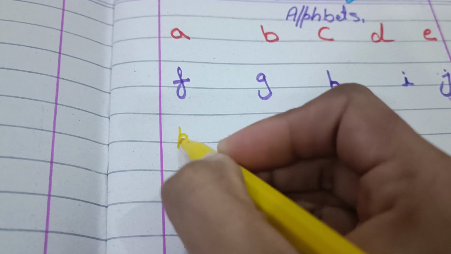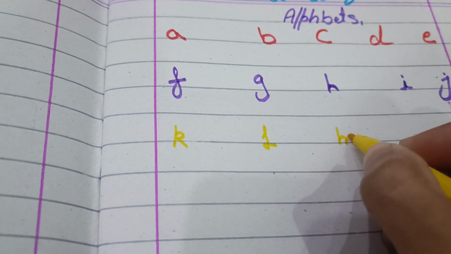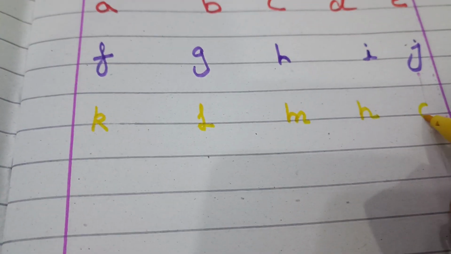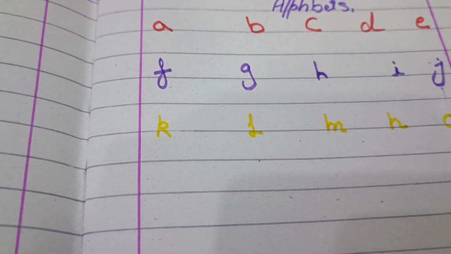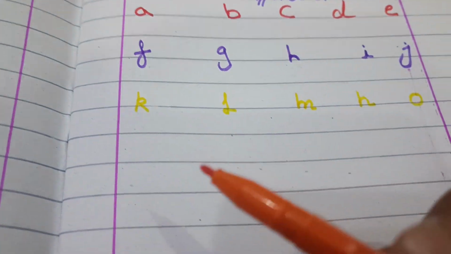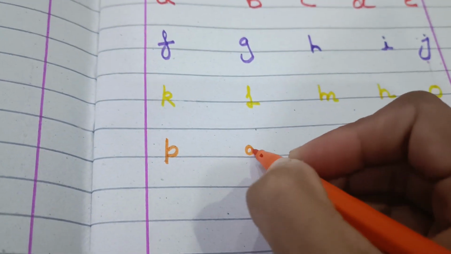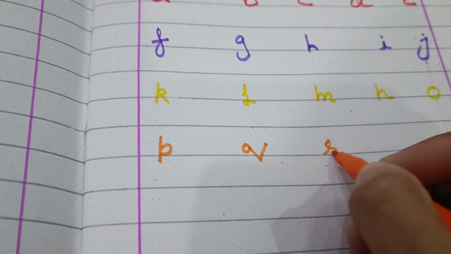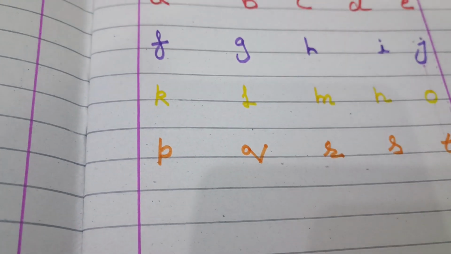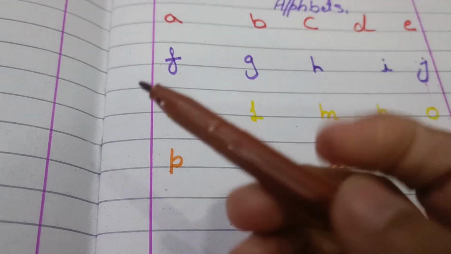This is a yellow color. K, L, M, N and O। उसके बाद हम लिखेंगे ऑरेंज कलर से। This is an orange color. P, Q, R, S and T। उसके बाद हम लिखेंगे ब्राउन कलर से। This is a brown color.